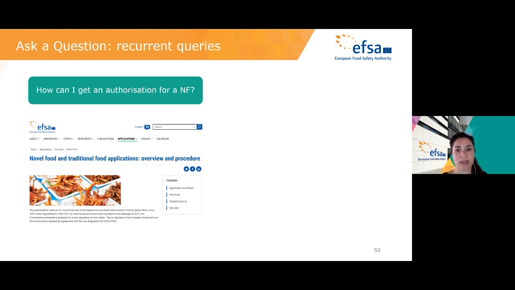One of the most recurrent ones is how can I get the authorization for a novel food? The first step is to clarify with the Commission, of course, whether they need an authorization for the product, and then applicants can build a dossier with the relevant information, documents, and workflows for the novel food applications that are available in the dedicated section of the EFSA website.